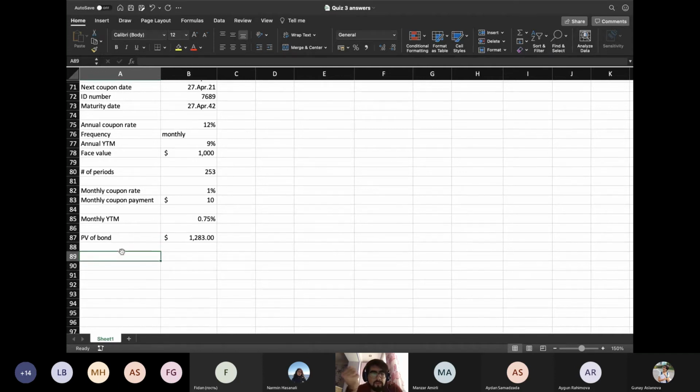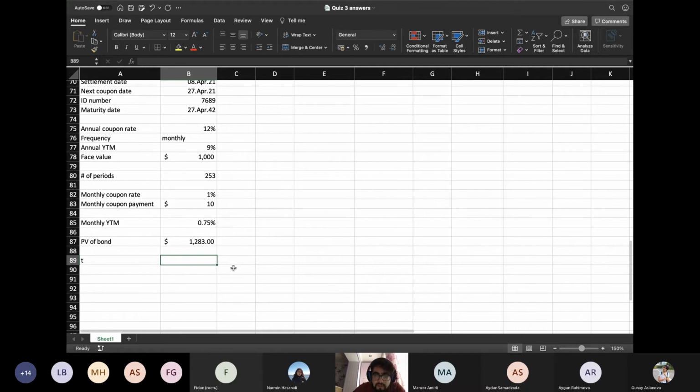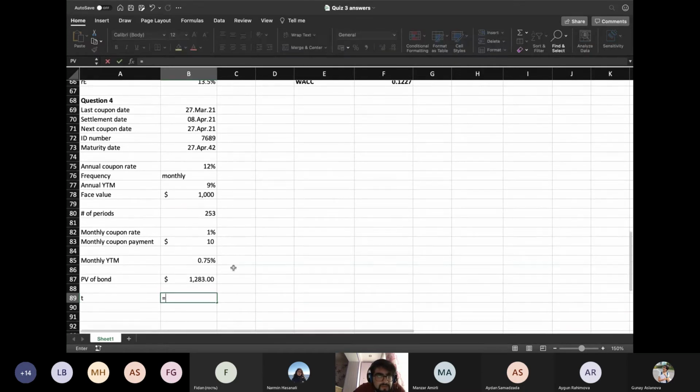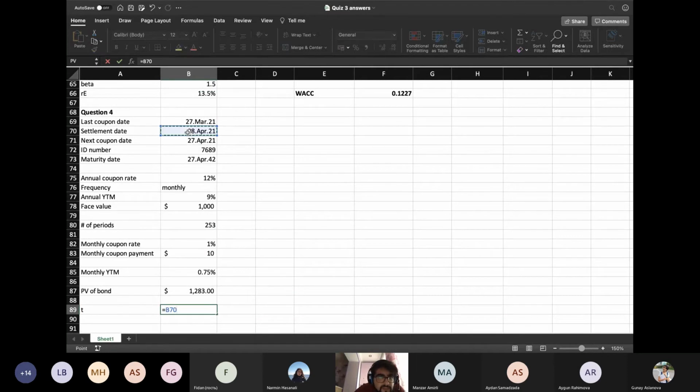In order to find full price, we need to know small t and big T. Small t, let's say, is settlement date minus last coupon date. This is our small t. Settlement and March.